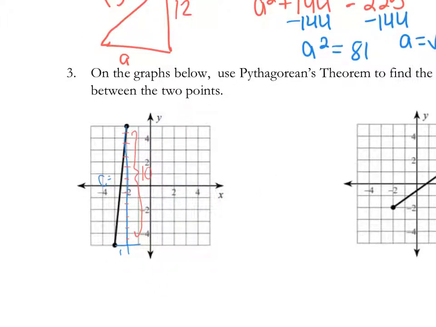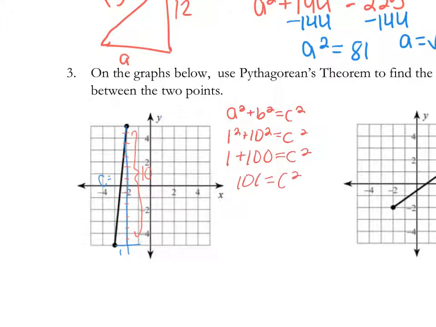So I have, again, a squared plus b squared equals c squared. In both of these problems, you're looking for the c squared. So I have 1 squared plus 10 squared equals c squared. That is 1 plus 100 equals c squared, or 101 equals c squared. And then c is the square root of 101, which is about 10.05.